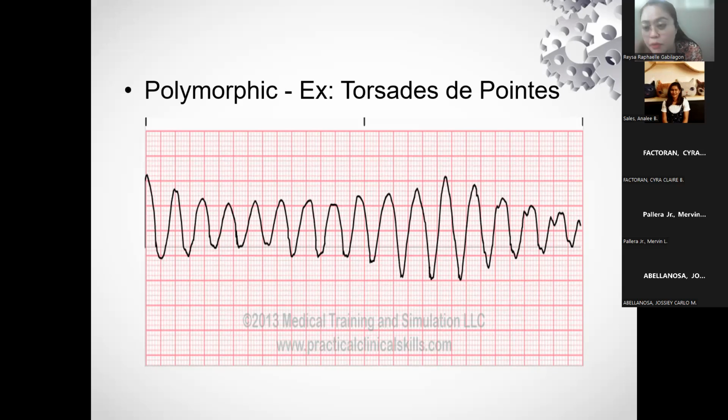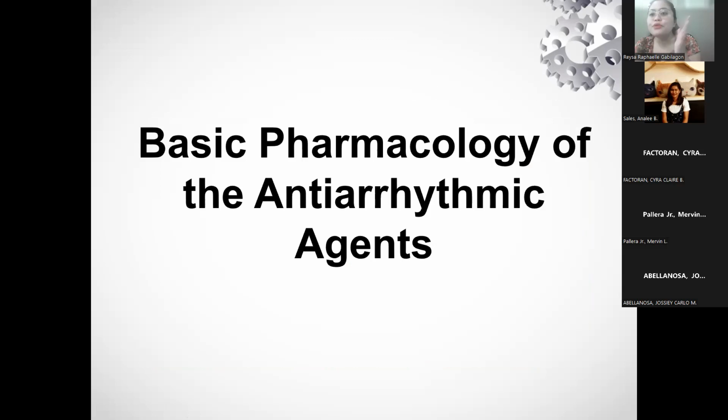Okay? Since this is polymorphic na, anong tawag sa kanya? Ventricular tachycardia. Again, example is torsades de pointes. So yun yung mga examples class of arrhythmia. Okay, any question before we move on to the drugs? Kasi sa pharma naman, we don't really concentrate on the diagnosis. It's just good that we have background information about the condition, but we concentrate more sa mga drugs natin. So before we discuss antiarrhythmic agents, any question about the pathophysiology of arrhythmia?